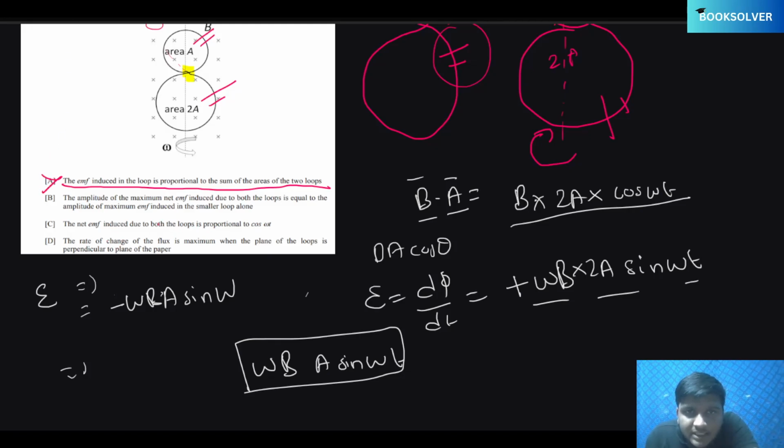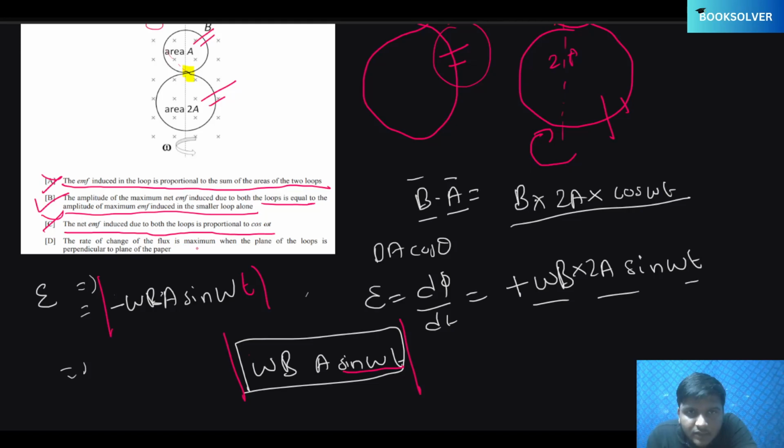Option B: the amplitude of the maximum net induced EMF due to both loops is equal to the amplitude of the maximum EMF in the bigger loop. If I put a magnitude sign here, this is equal to this in terms of magnitude, because there is only a difference of sign. So option B is correct, because they are talking about the magnitude, not the direction. Option C says the net EMF induced due to both loops is proportional to cos omega t, which is false. You can see it is proportional to sin omega t. So option C is also incorrect.